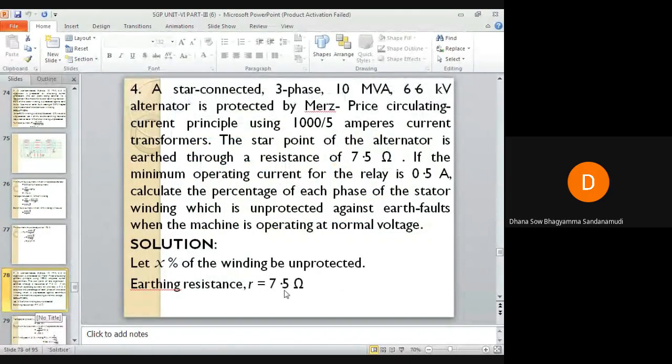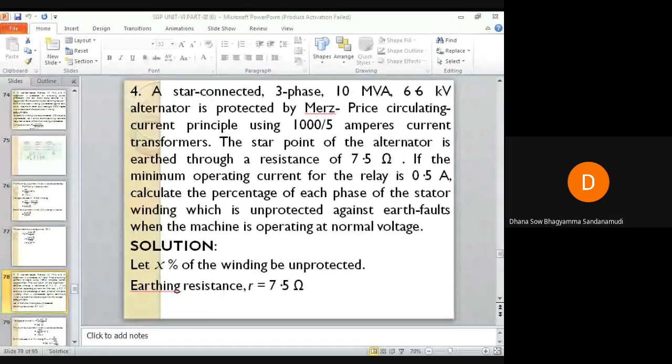Okay. So let us assume, since we have to determine the minimum percentage of each phase of the stator winding that is unprotected against the earth fault, that X percentage of the winding is unprotected. And the earth resistance R is equal to 7.5 ohms, which is given in the problem. Okay, we'll continue. You just complete this writing. Just write it down in your notes. As soon as you complete, we will proceed further.